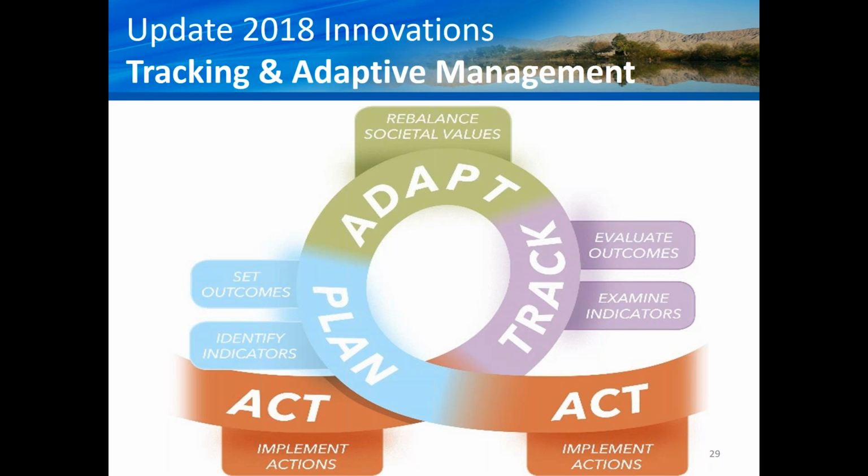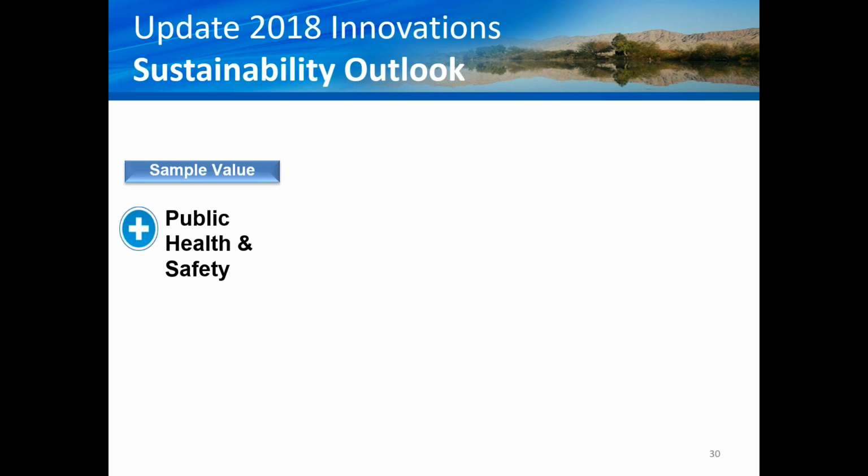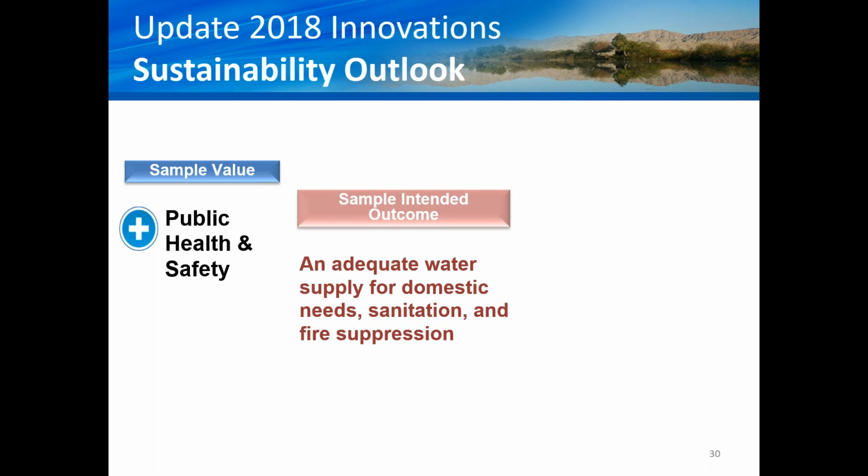Now, to do that, though, we have to have a way to describe outcomes, indicators, and return on investment much better than we do today. So it's not just about how much money we spent. It's not about just how many projects we completed, but we have to understand how those relate to those 4 societal values. So, for instance, if we look at the public health and safety value, one of the outcomes could be an adequate water supply for domestic needs, sanitation, and fire suppression. That's really what we want to get.